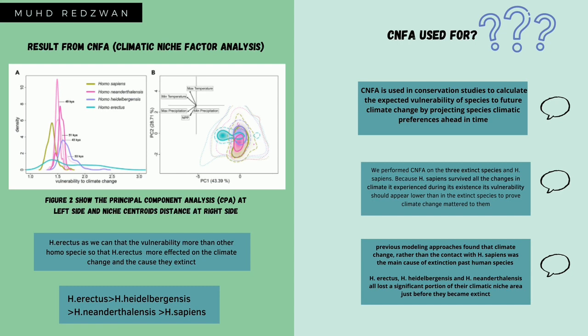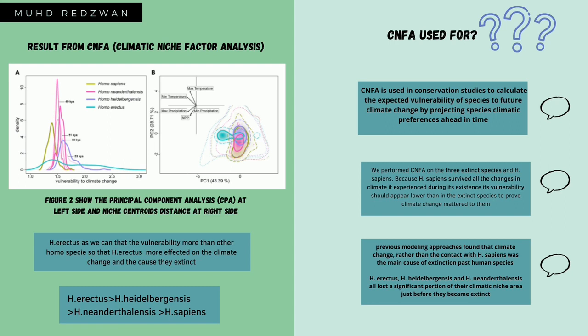So we're going to focus on the left side graph first, which is the principal component analysis, PCA. The x-axis shows the vulnerability to climatic change, and on the y-axis we show the density. As we can see, the biggest range of vulnerability to climate change is Homo erectus, followed by Homo heidelbergensis as the second, the third is Homo neanderthalensis, and the last one is Homo sapiens, right? So that means Homo erectus is more vulnerable than Homo heidelbergensis, Homo heidelbergensis is more vulnerable than Homo neanderthalensis, and Homo neanderthalensis is more vulnerable than Homo sapiens. So the most vulnerable to climate change is Homo erectus.